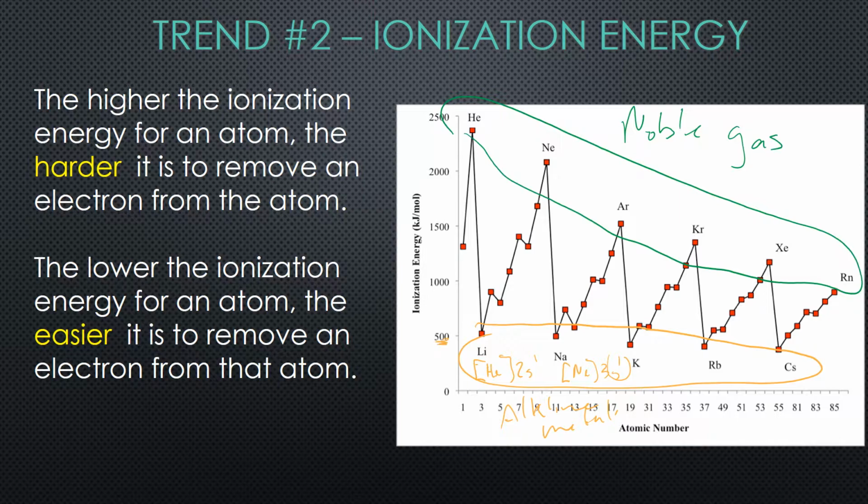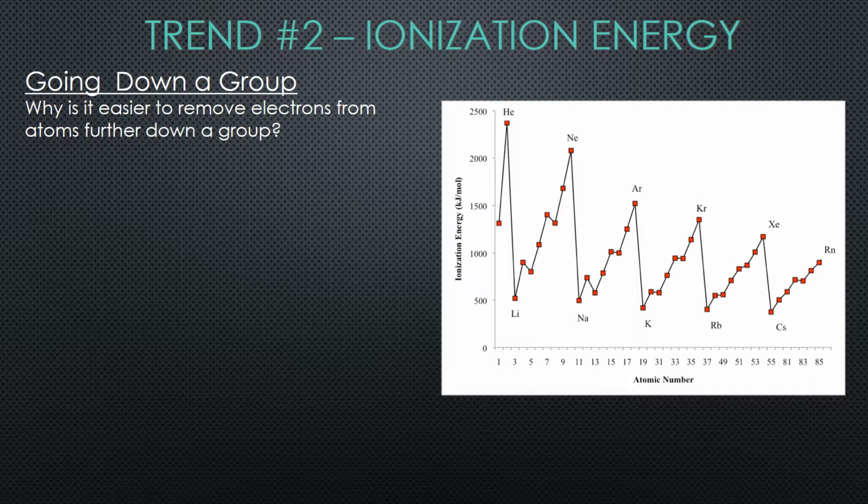So let's talk about the trends that we're seeing here. I hope that makes sense. It's all about making ions. So why is it easier to remove electrons from atoms further down the group? What's our trend? When we look at our periodic table, what happens to the energy? The energy gets lower and lower.